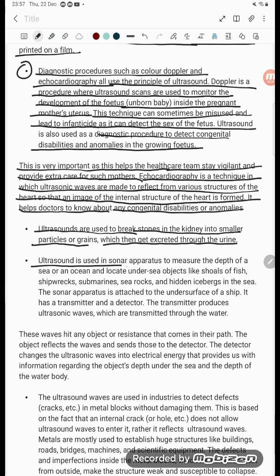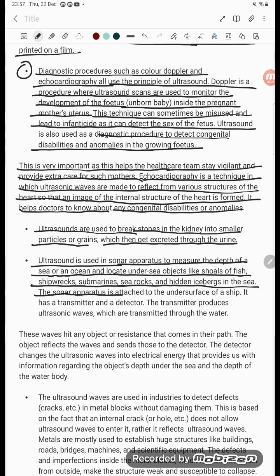Ultrasound is used in a sonar apparatus to measure the depth of the sea or ocean and to locate objects under the sea like shoals of fish, shipwrecks, submarines, sea rocks, and hidden icebergs in the sea.